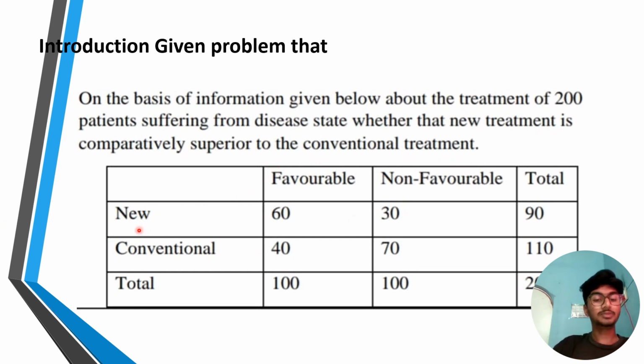So here they have given the new treatment and the conventional treatment, which are favorable for 60 patients and not favorable for 30 patients. Coming to the conventional one, favorable for 40 patients and non-favorable for 70 patients. So we have the total.